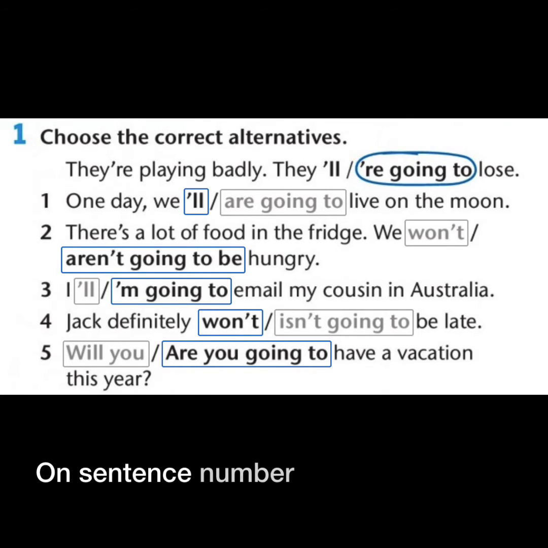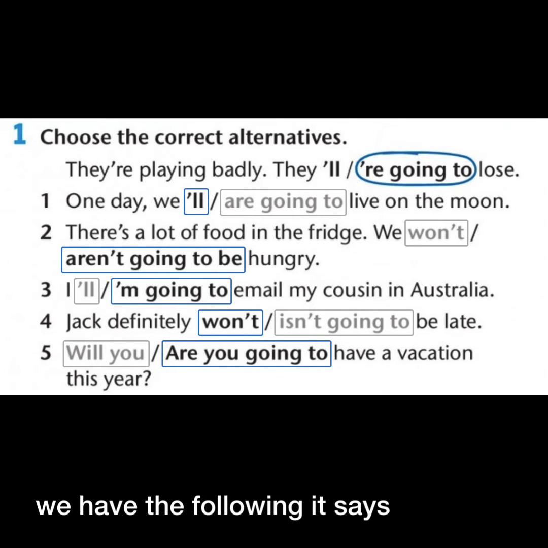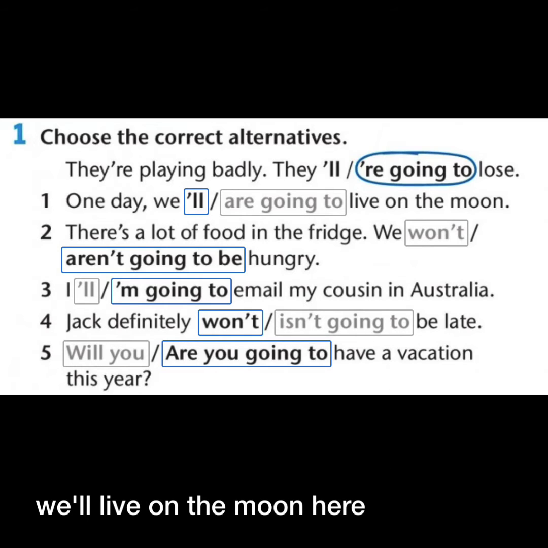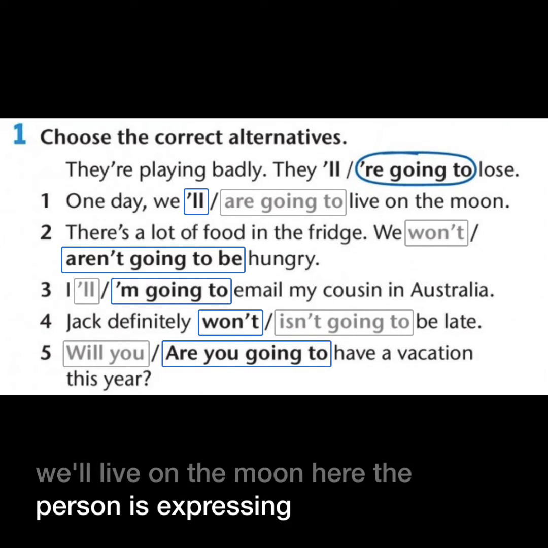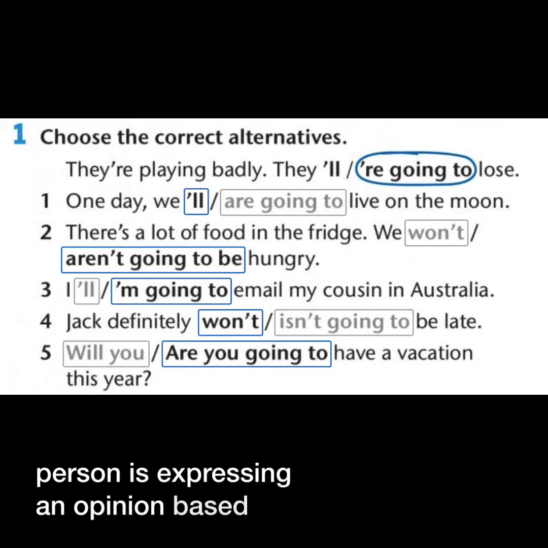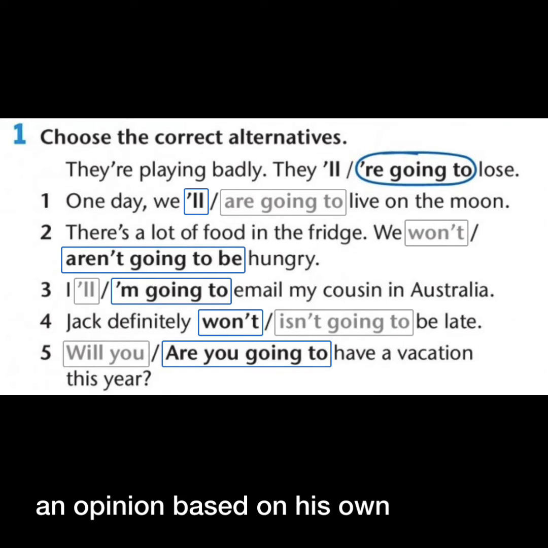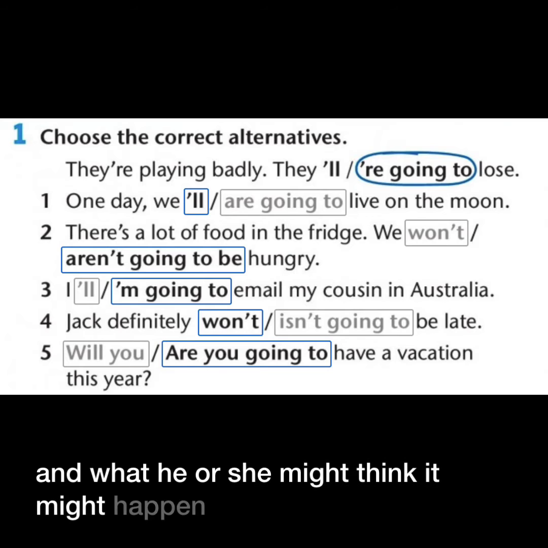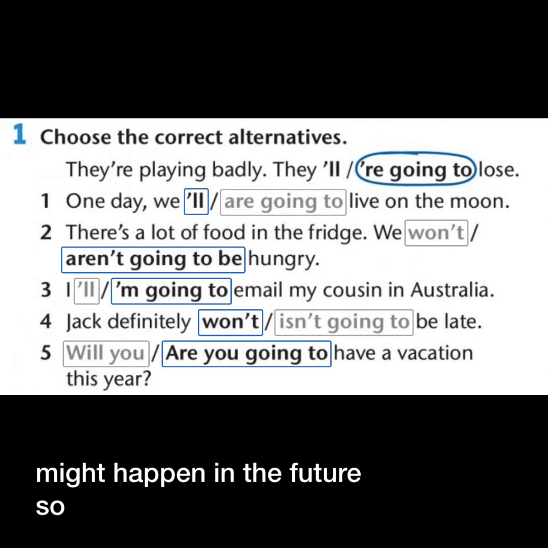On sentence number 1, we have the following. It says, "One day we'll live on the moon." Here, the person is expressing an opinion based on his or her own beliefs and what he or she might think might happen in the future. So it's a prediction based on an opinion.